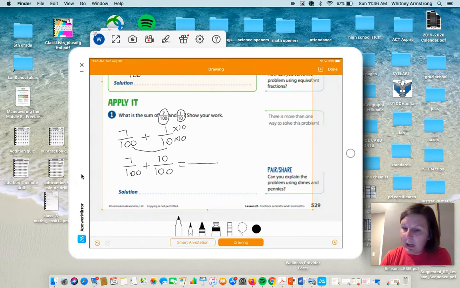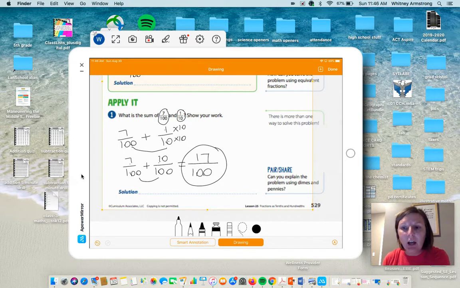And if you remember from yesterday, you do not add the denominators. So that stays the same. Your number stays the same on the bottom as long as you're adding. So 7 plus 10 is 17. So my answer is 17 hundredths. Okay, so let's look at the next one.